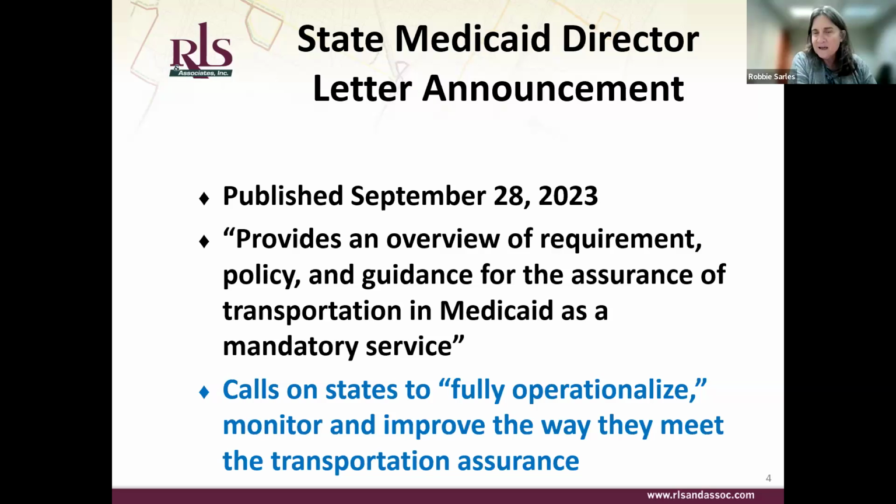And so I think that the point here that I made earlier was CMS is basically saying to the state Medicaid directors, we want you to perhaps improve the way that you're meeting that transportation assurance. We want you to monitor and improve it because we think we can do a better job. Okay.